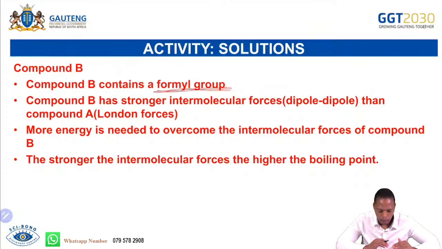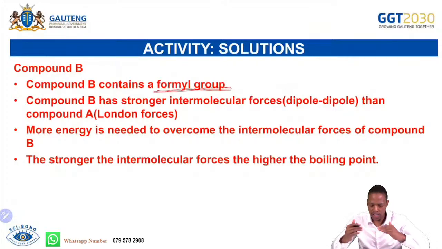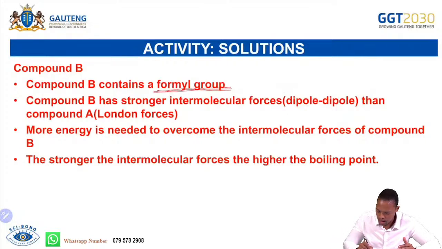Then I'll say compound B has stronger intermolecular forces. That's me talking about the strength of the intermolecular forces. And then in bracket, I simply show that I know the strength and I also know the type. In bracket, I simply say dipole, close the bracket. Then compound A. Why? I am comparing between the two compounds. Okay? And then A has London forces.